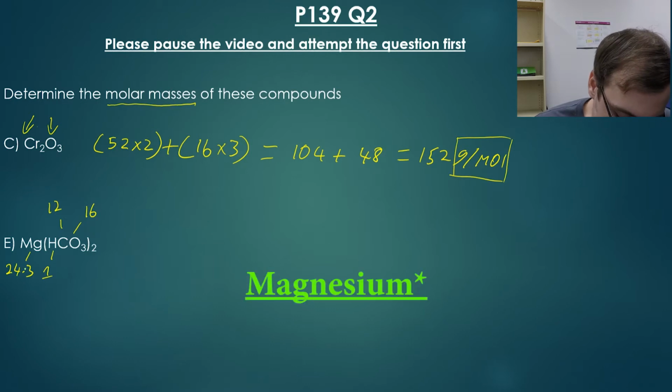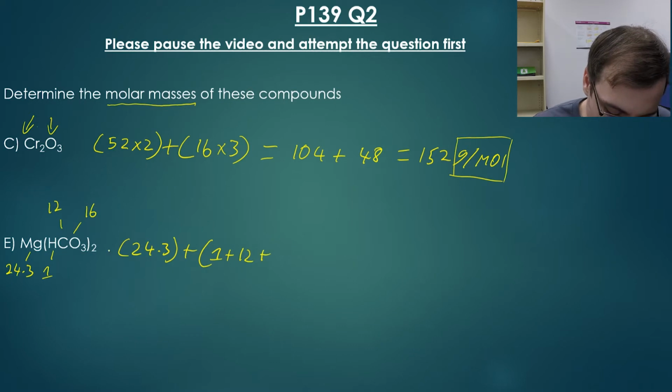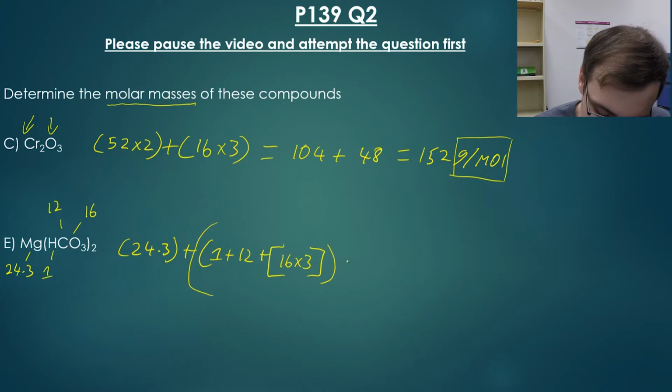So we can see manganese was 24.3. So we go 24.3 plus, now this is where it gets a little bit tricky. So we've got in brackets HCO3. So bracket, now hydrogen is 1 plus carbon, which is 12, plus oxygen, which is 16 times 3. And then everything inside of this bracket is going to be times 2.